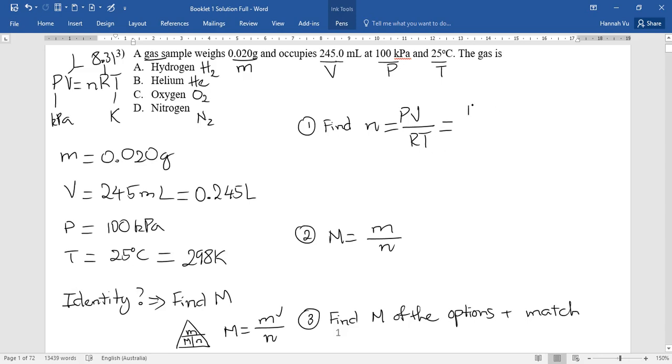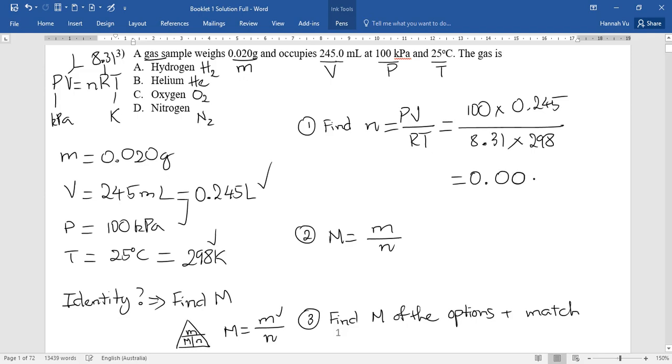So we have 100 kilopascal being the pressure here. So I've used this. The volume is 0.245 liter, so that's done. The gas constant is 8.31 according to the data book. And the temperature is 298 Kelvin. All right, I think all the units are good. Be careful when you type things into the calculator as well, which is a very common mistake. I make that mistake a lot. All right, so I get a number of mole of 0.00989 mole or something like that.